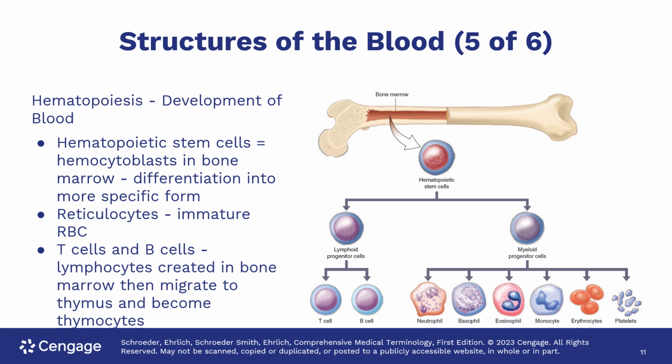The making of blood is called hematopoiesis. This occurs in the bone marrow that's stored in the middle of the bones. We talked about that in the skeletal system. Blood cells differentiate to form more specific cells like red blood cells and the many forms of the white blood cells.